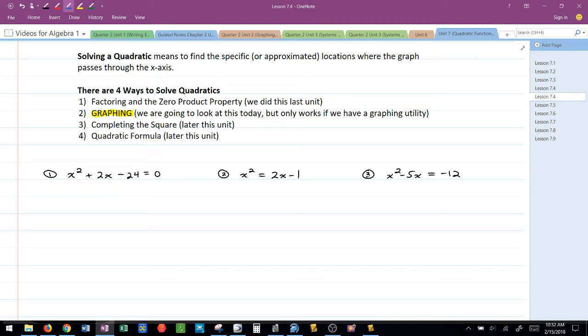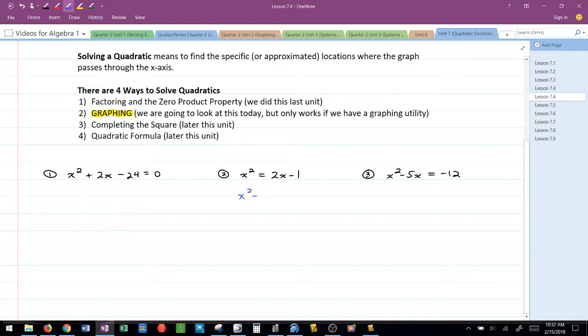In order to graph any quadratic, it has to be in quadratic form to be solved. What does that mean? That means that the quadratic has to equal 0. So the first equation, we can solve by graphing. It's set up. The second equation, we need to set it up so that it can be solved by graphing.